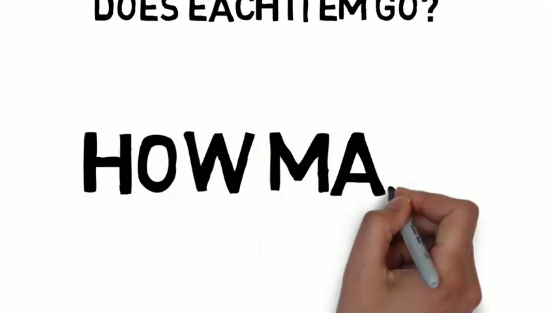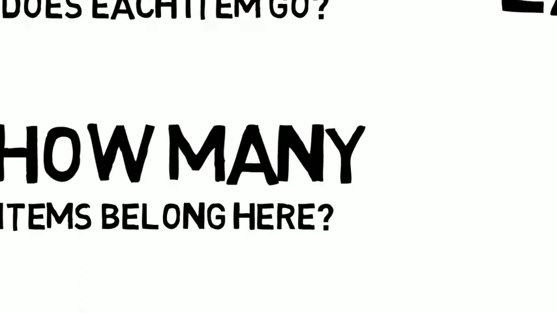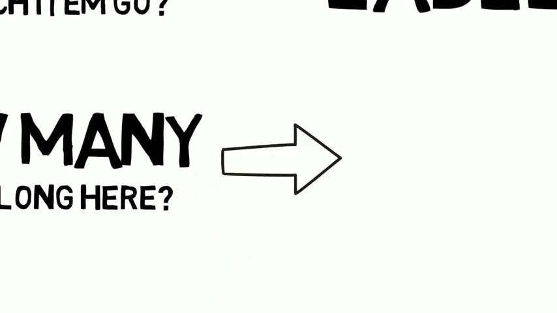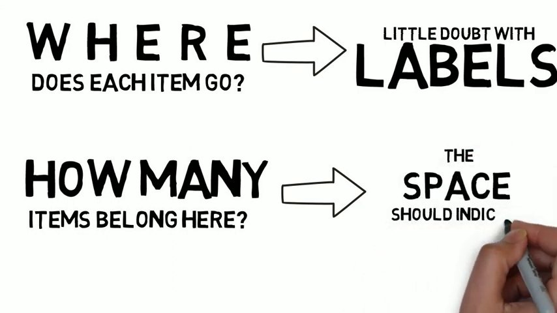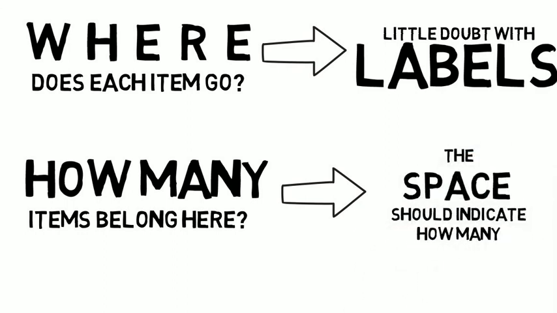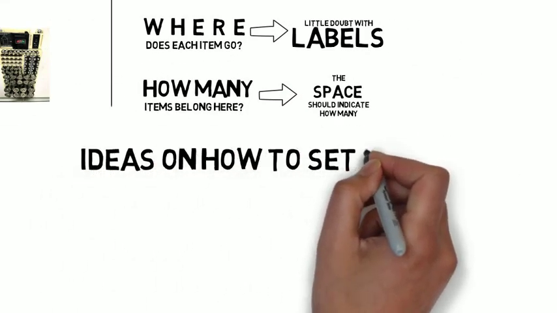Do we know how many items belong there? I think most people would assume only one of each item, as that is how much space there is. The space itself should indicate how many of each item belong. Here are some ideas on how to set in order specific types of items.